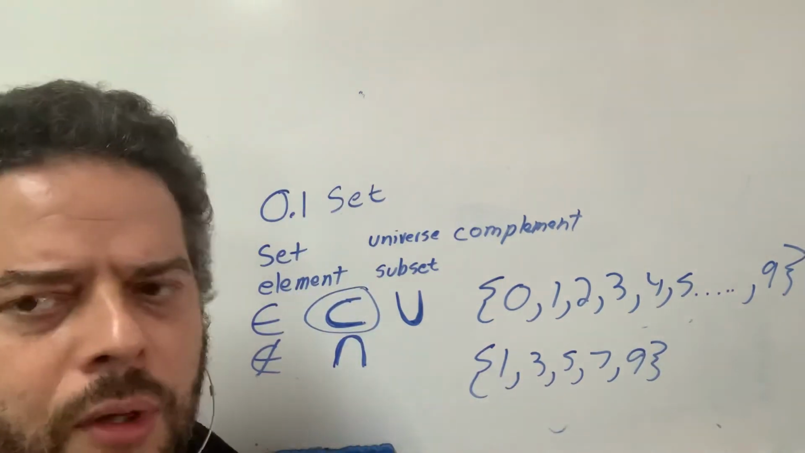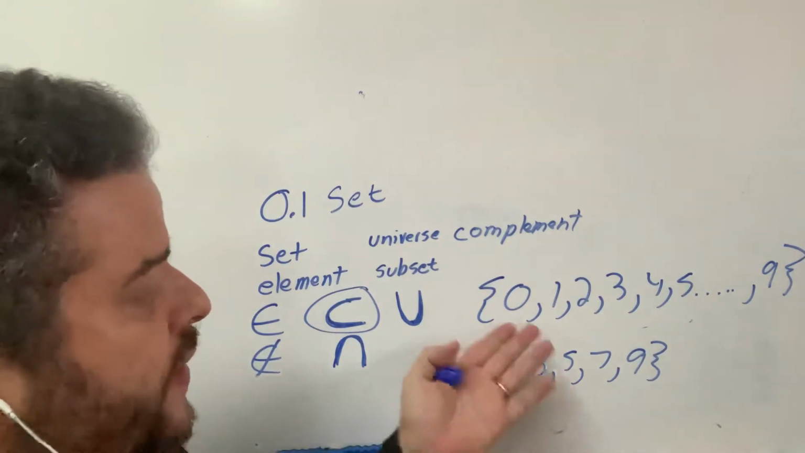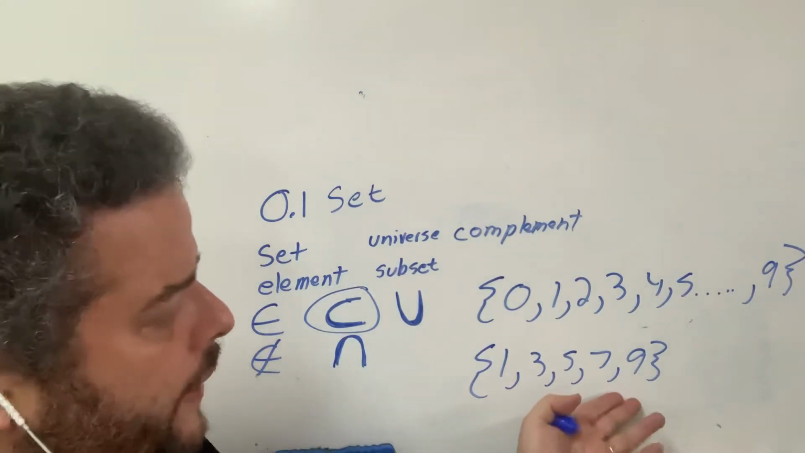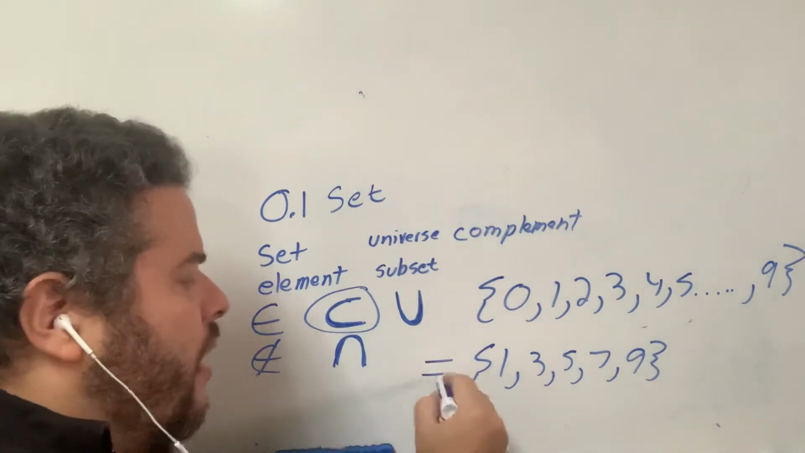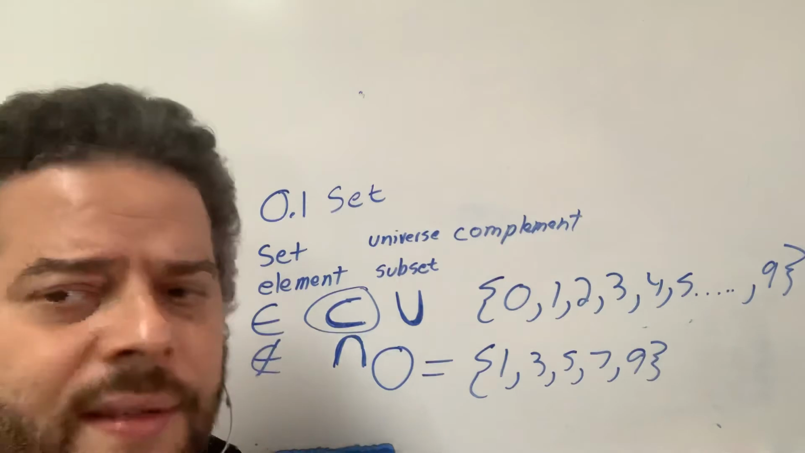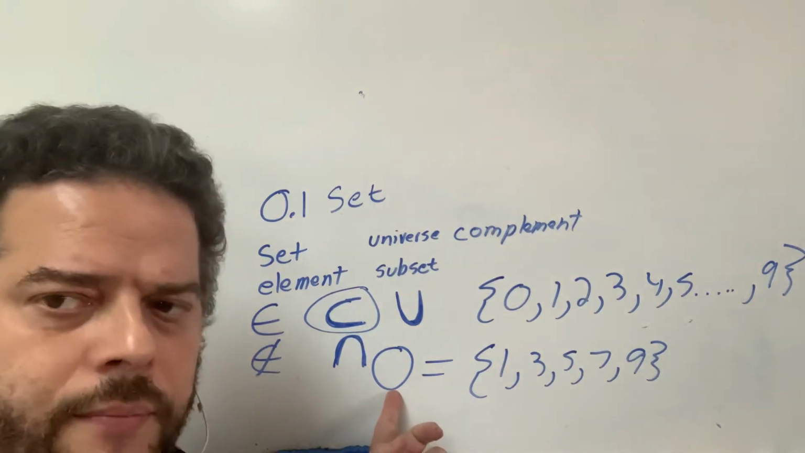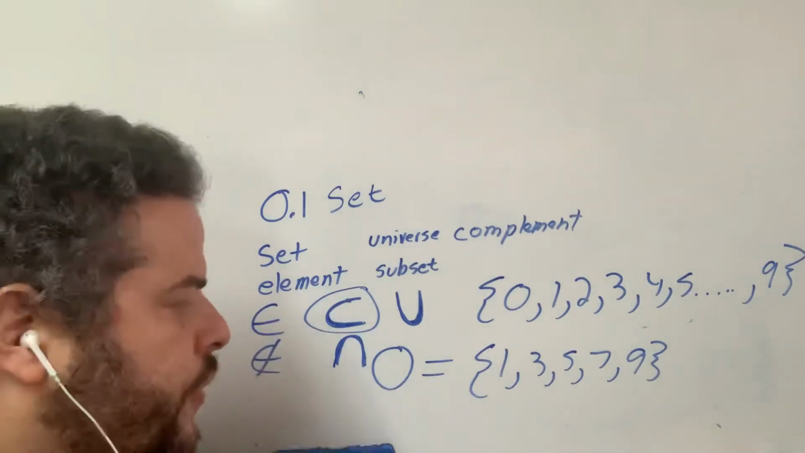I chose all the odd numbers just because I felt like it. It doesn't have to be all odd numbers. I want this subset of the universe to be all odd numbers from 1 through 9, including 1 and 9. Now, let's say I call this set O. We always name our sets with capital letters. I chose O as odd. It just helps me identify it easier.